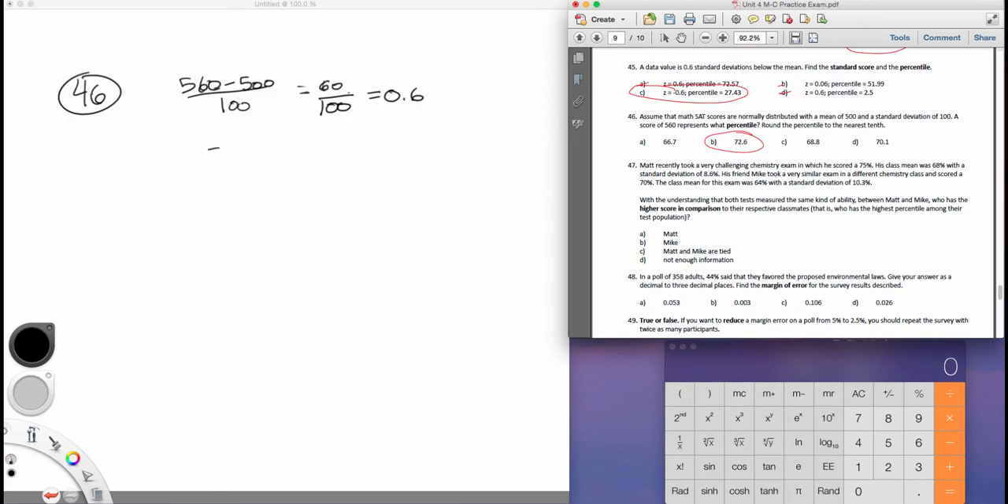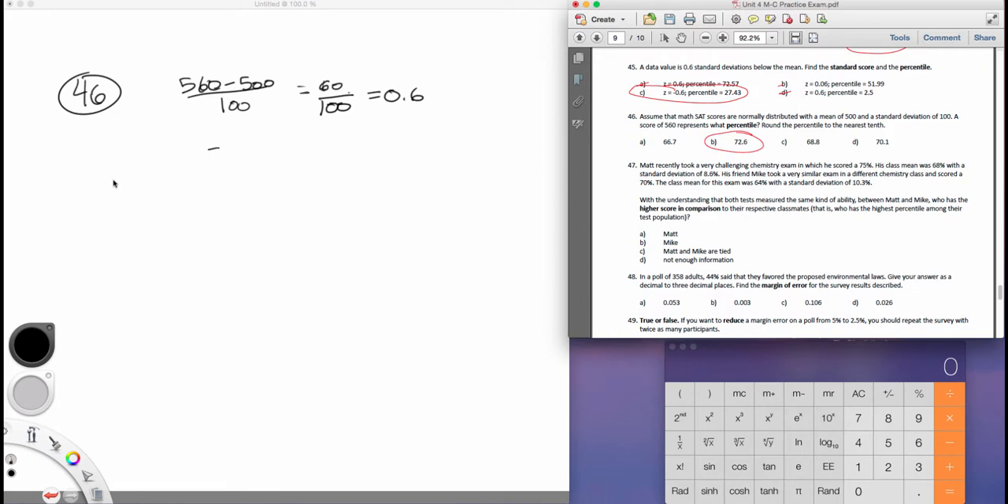Matt recently took a very challenging chemistry test in which he scored 75%. His class mean was 68% with a standard deviation of 8.6. His friend Mike took a very similar exam in a different chemistry class and scored 70%. The class mean for that one was 64, with a standard deviation of 10.3. With both tests being measured with the same kind of ability, who had the higher test score in comparison with their respective classmates, that is, the highest percentile among the test population? Okay, so we need to calculate the percentile or z-score for each of those.